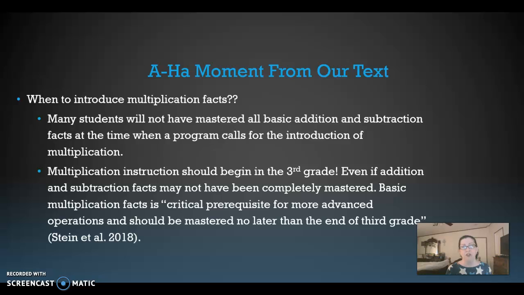Multiplication instruction should begin in the 3rd grade. And that was the moment, I knew it when I saw this. And I'll tell you why in just a minute. Even if addition and subtraction facts may not have been completely mastered, basic multiplication facts are a critical prerequisite for more advanced operations and should be mastered no later than the end of 3rd grade. And I wish I could explain how important it is, and I'm really going to try.